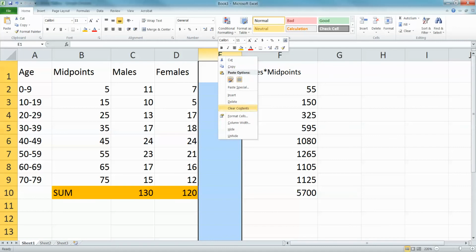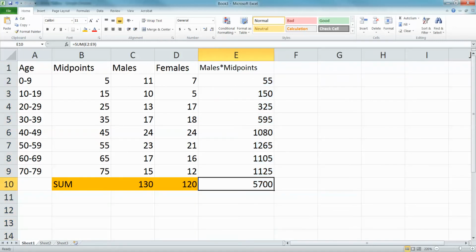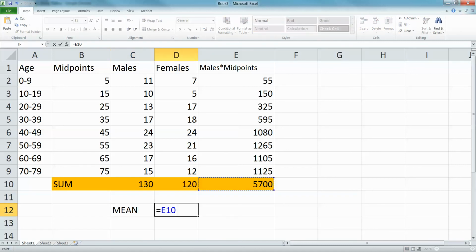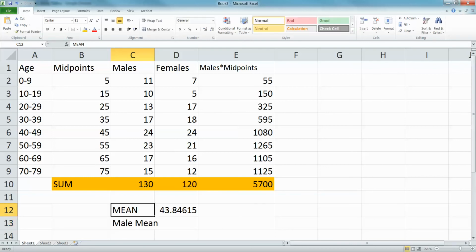I don't know why I put an extra column in here. I really don't need it. All right, there's the sum right there. Beautiful. And then to find the mean, you just take equals 5700 divided by the sum for the males, which is 130, and you get 43.84. The other way to find it, so I should say male mean. Male mean. There we go.